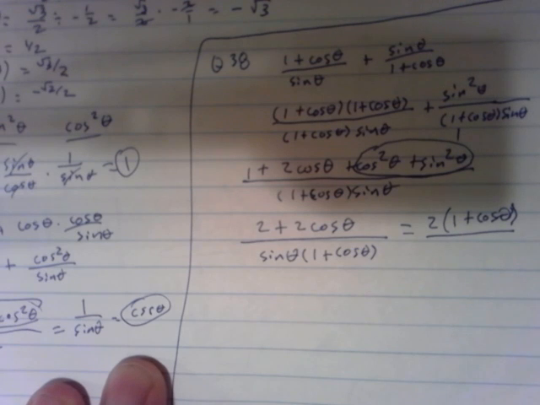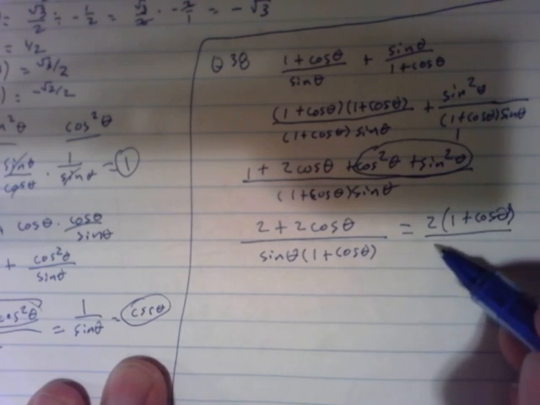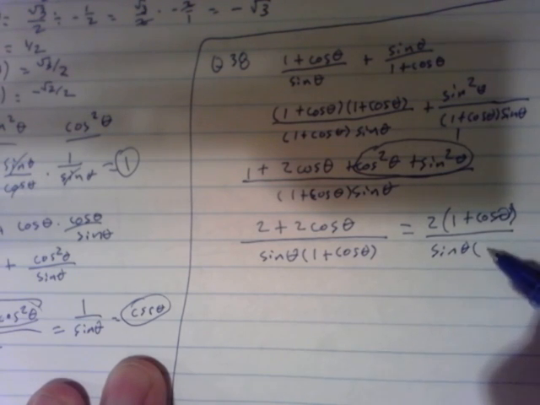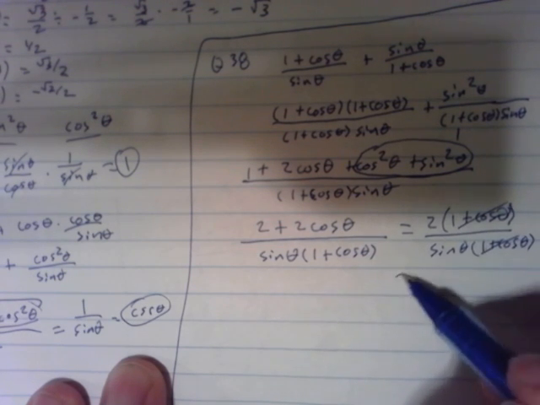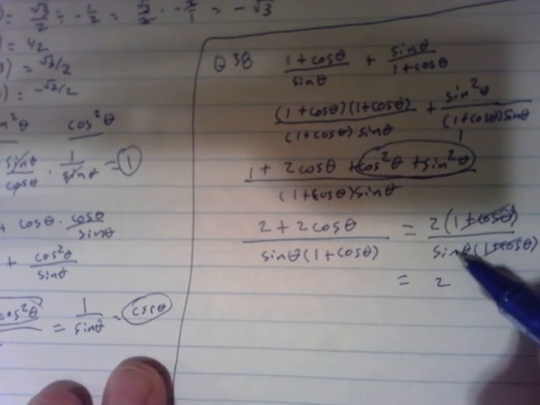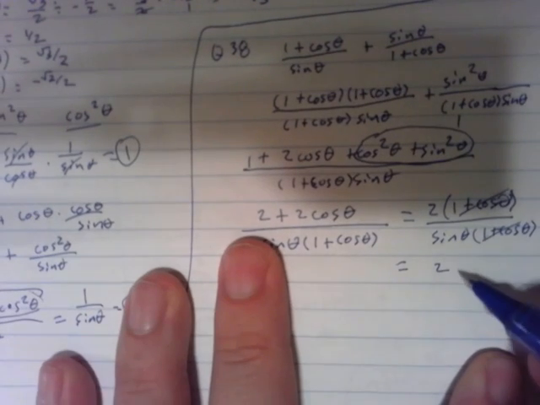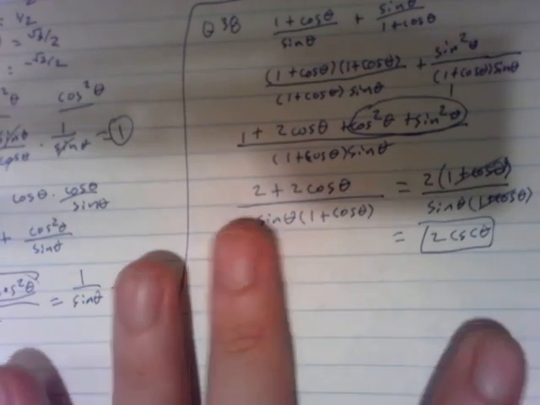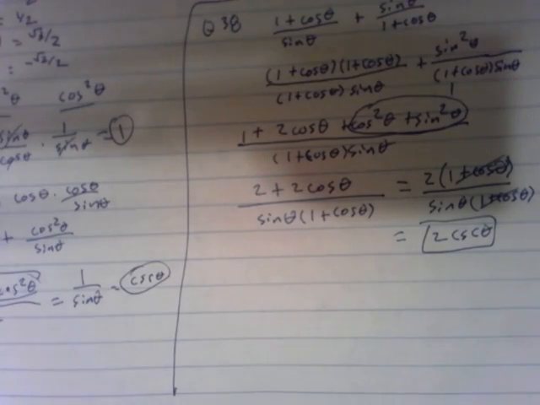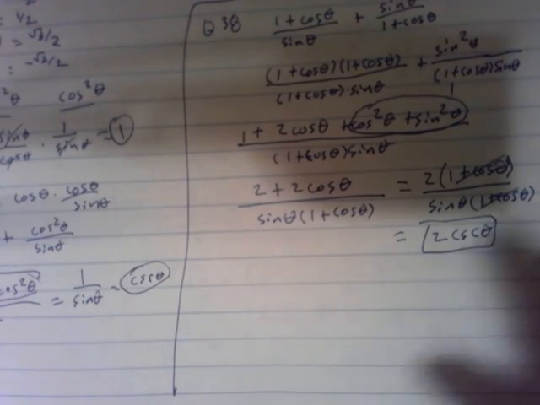So you're going to get 2 times 1 plus cosine theta over sine theta times 1 plus cosine theta. Then this cancels with that, and we get 2 over sine theta, which is just 2 cosecant theta using our reciprocal identities. So this one is 2 cosecant theta. To the back side here. So that one was question 38.